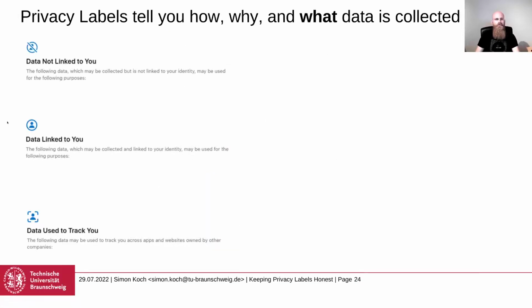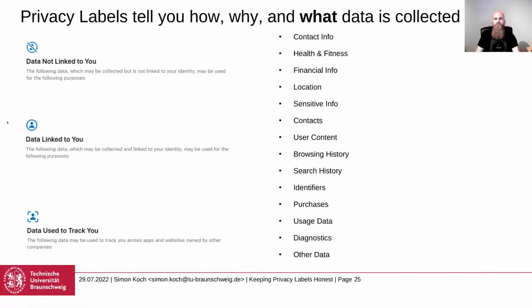What data is collected is detailed by all 3 data collection sections: data not linked to you, data linked to you, and data used to track you. Remember, data not collected is mutually exclusive with those 3 and details that no data is collected at all. Overall, there are 14 different data types that can be collected: contact info, health and fitness, financial info, location, sensitive info, contacts, user content, browsing history, search history, identifiers, purchases, usage data, diagnostics, and other data.